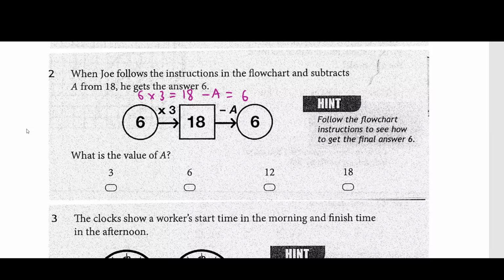So if 18 take 3, what's the value of A? Let's let A be 3. 18 take 3, that leaves us with 15. So no, that's not 6, so that's wrong. What about this next one? 18 take 6, that gives us 12. So 12 isn't 6, so no. What about 18 take 12? That gives 6, so yes, this is the one we want because we get the right answer. So what is the value of A? A is 12 here.